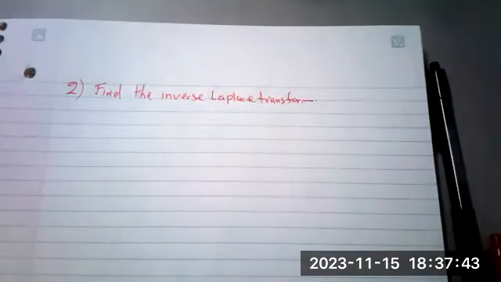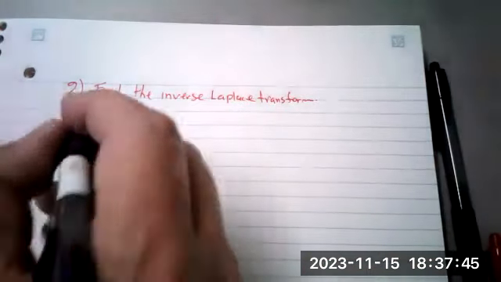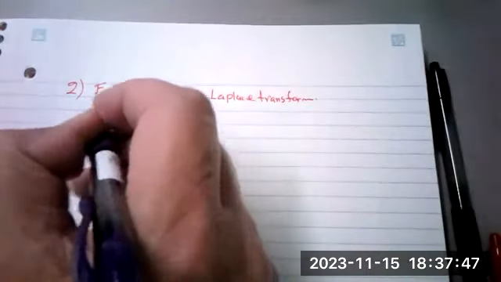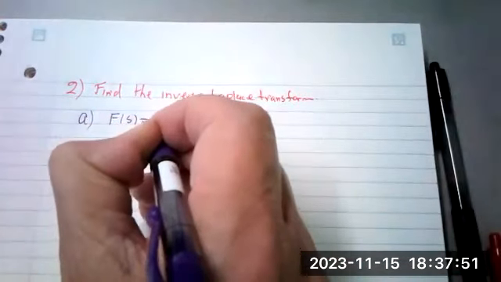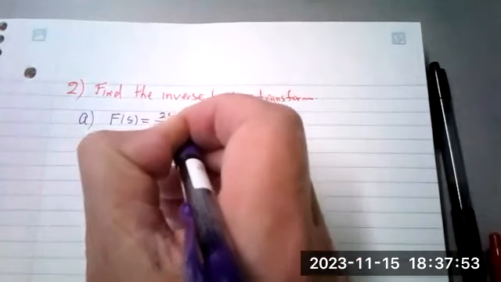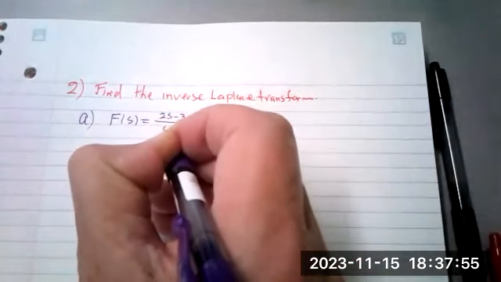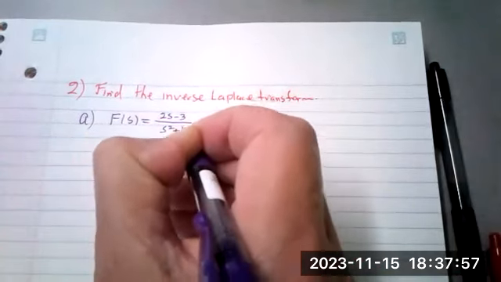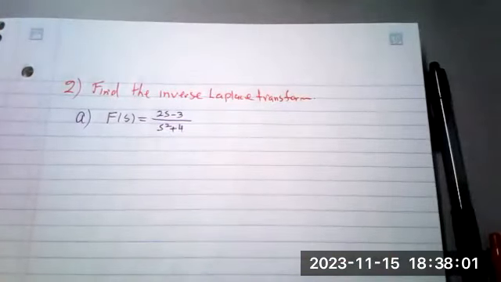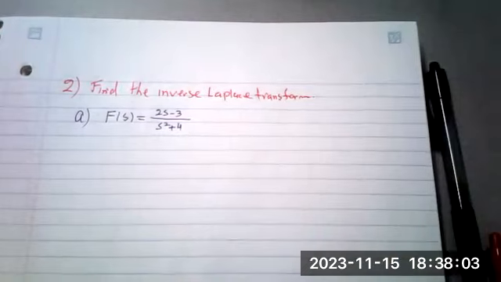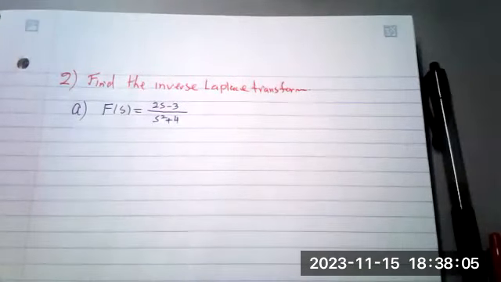So, we did case 1, we can quickly repeat it. The first function is F of s equal to (2s minus 3) over (s squared plus 4). You know that we rewrite it, we break it: one with the s on the top, cosine, and one with the constant on the top, sine, and then we're done.